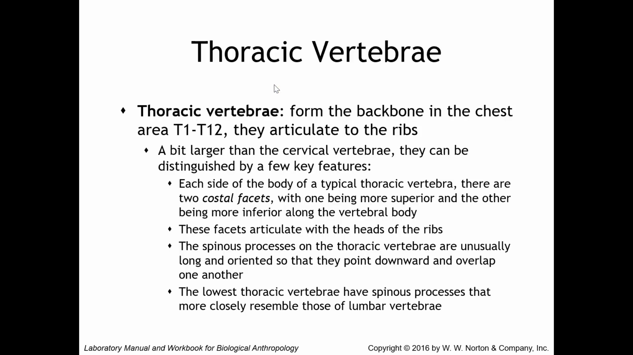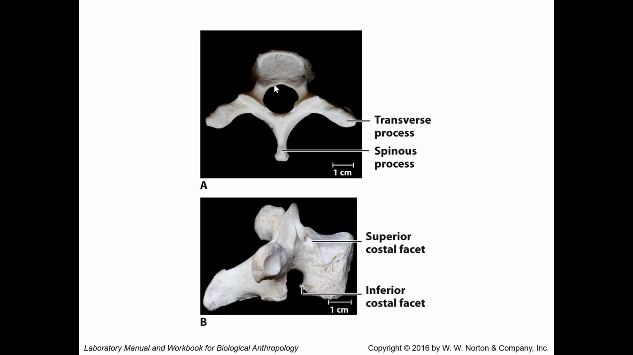So moving on from the cervical vertebra are our thoracic vertebra. The thoracic vertebra form the backbone in the chest area, T1 through T12, and they articulate with our ribs. They are a bit larger than the cervical vertebra. They can be distinguished by a few key features. So I'm going to show you a picture of a thoracic first, so I can discuss them a little better.